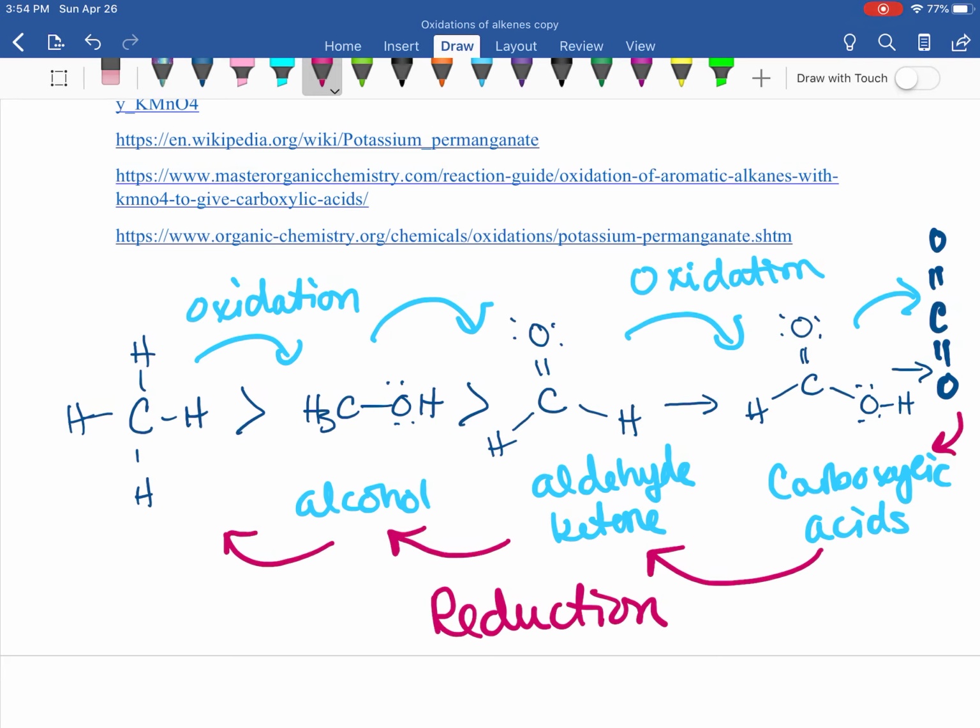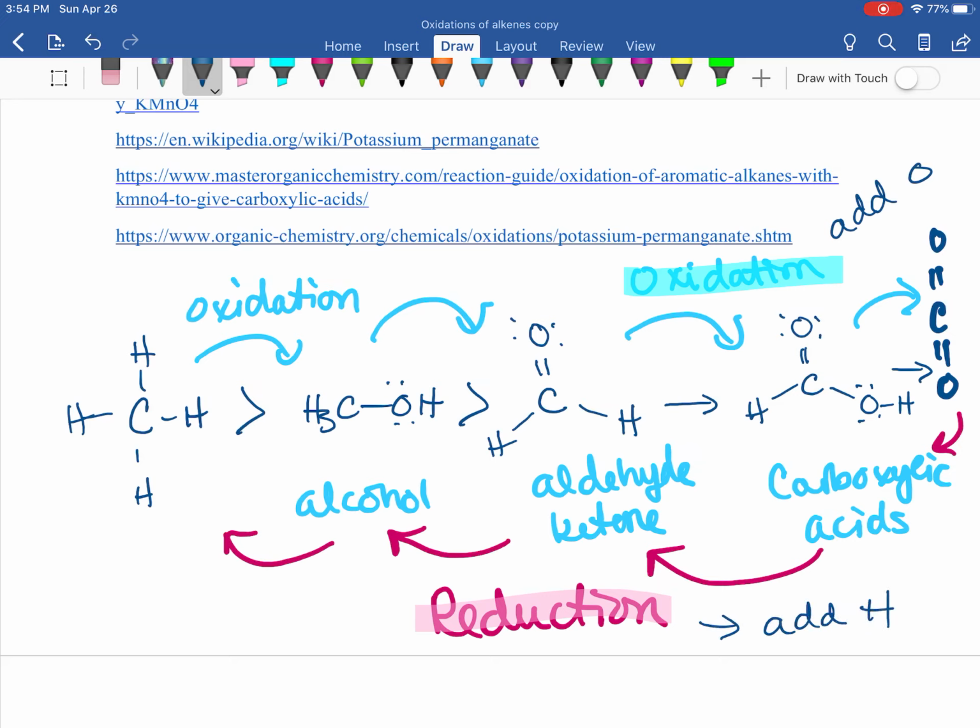So anytime you take one of those bonds that's bonded to an oxygen or anything higher than hydrogen, and you replace it with a hydrogen, you are going to your lowest ranking on the periodic table, hydrogen. You're going backwards and you're doing a reduction. So this is really how we're going to view oxidations and reductions. So in this video, let's tackle the oxidation part. And then in our next video, we're going to tackle the reduction part.